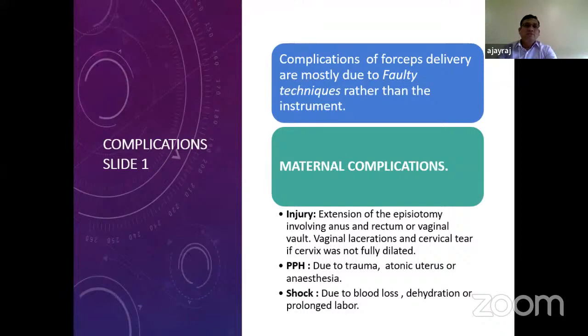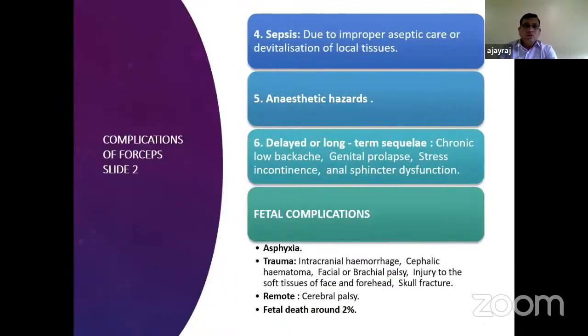Maternal complications. Injury: extension of the episiotomy involving anus and rectum or vaginal vault. Vaginal lacerations and cervical tear if the cervix was not fully dilated. Postpartum hemorrhage due to trauma, atonic uterus or anesthetic complications. Shock due to blood loss, dehydration or prolonged labor. Sepsis due to improper aseptic care or devitalization of local tissues.